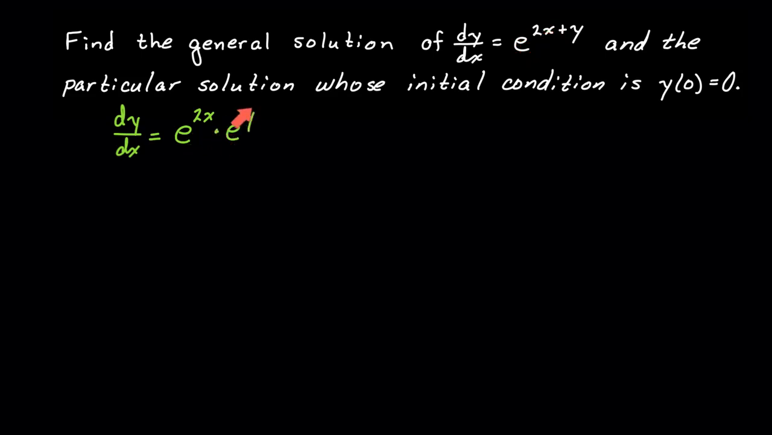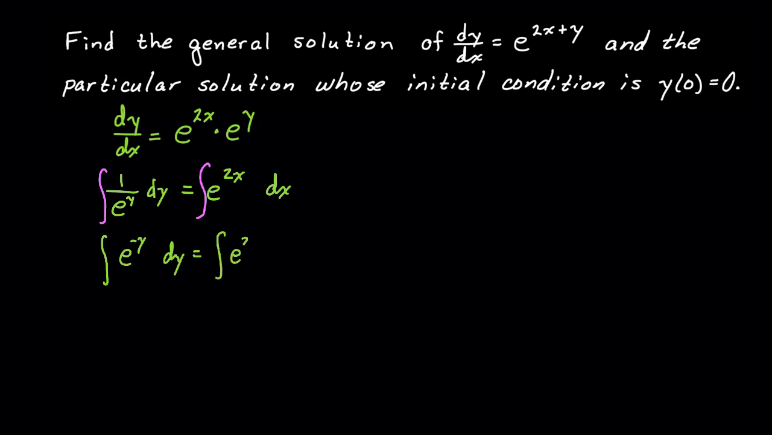We bring this term over to the left side by dividing it, move this term over to the right by multiplying, giving us 1 over e to the y dy equals e to the 2x dx. All right, so now we need to integrate. But before we integrate, I'm going to rewrite this as e to the negative y dy equals e to the 2x dx.